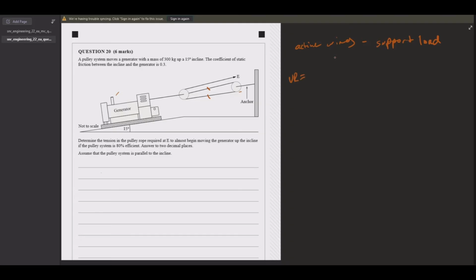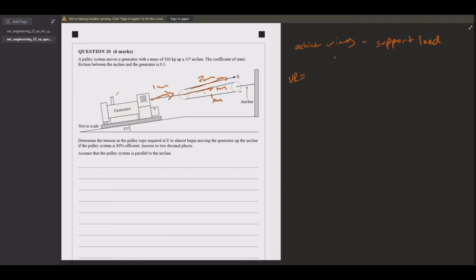And the reason for that is, let's say we want to move this generator up 1 meter. To do that, we're going to need to shorten both of these active wires by 1 meter each, meaning we're going to have an excess of 2 meters coming out on this side. So 1 meter is going to come out from here, 1 meter is going to come out from here, because we're going to shorten that.